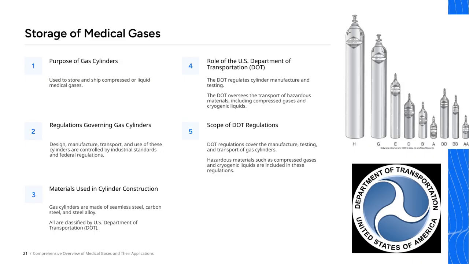The design, manufacturing processes, transportation, and even the use of these cylinders are governed by various industrial standards and federal regulations. These rules are in place to make sure that whether you're storing or shipping medical gases, everything is done safely and consistently. Lastly, these cylinders are specifically used to store and transport compressed or liquid medical gases. Their proper use and regulation are vital to maintaining safety in any medical setting. So, understanding these regulations helps us appreciate the importance of safety and compliance in medical gas storage and transport.